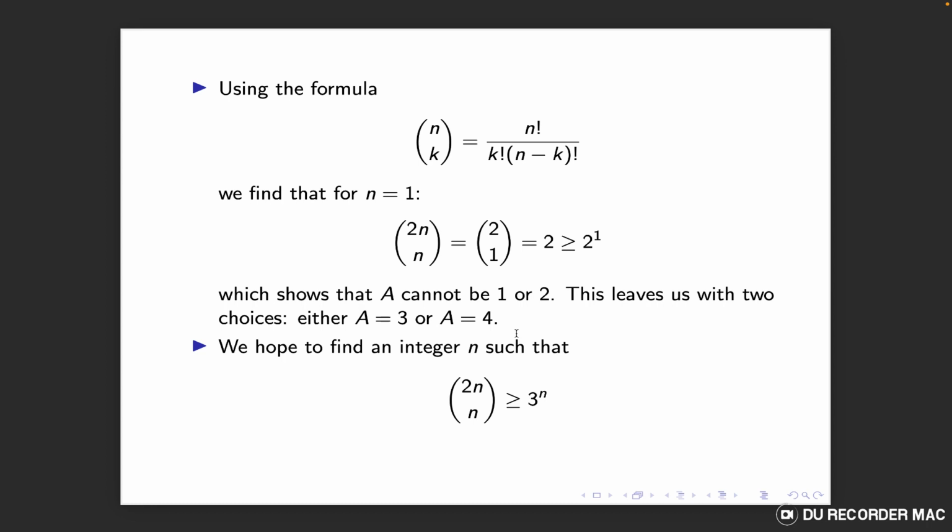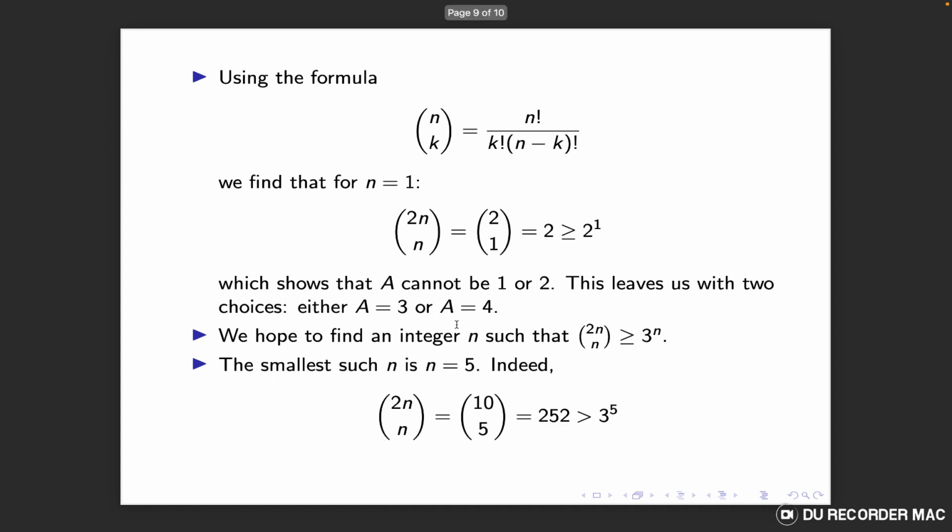So this leaves us with two choices. Since we know that the nth root is less than 4, either the smallest integer that bounds it from above is 4 or it's 3. And we want to show that the smallest integer is not 3. So in other words, we want to show that we can find an integer n such that 2n choose n is greater or equal than 3 to the power n. So essentially, when we take the nth root, 2n choose n to the power 1 over n will be greater or equal than 3, and that will rule out the a equals 3 case. So therefore, the answer in that case will be a equals 4.